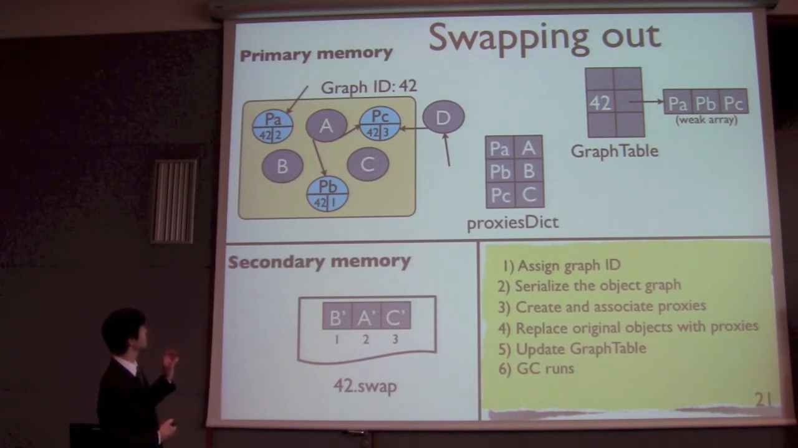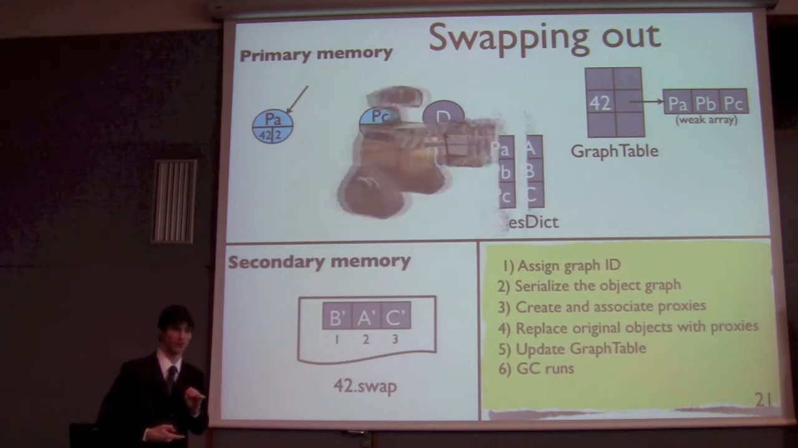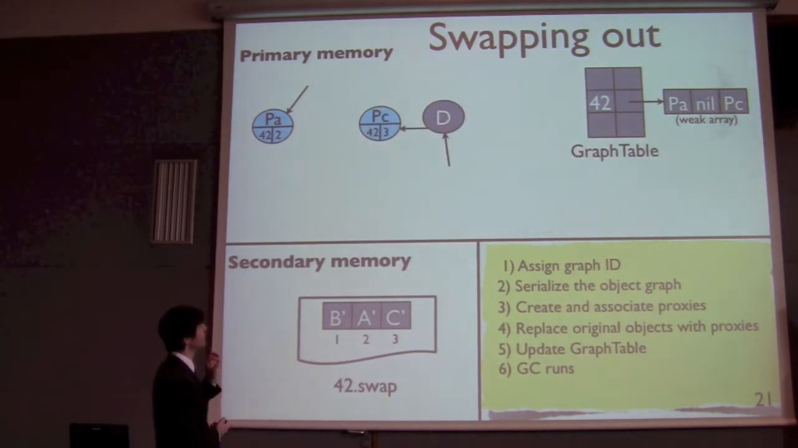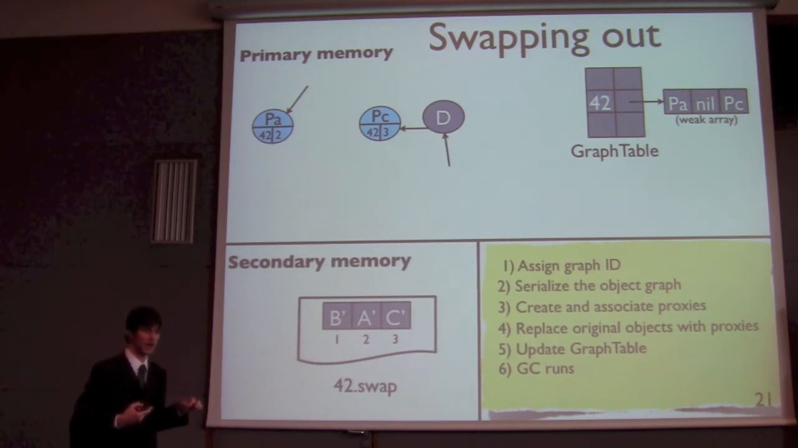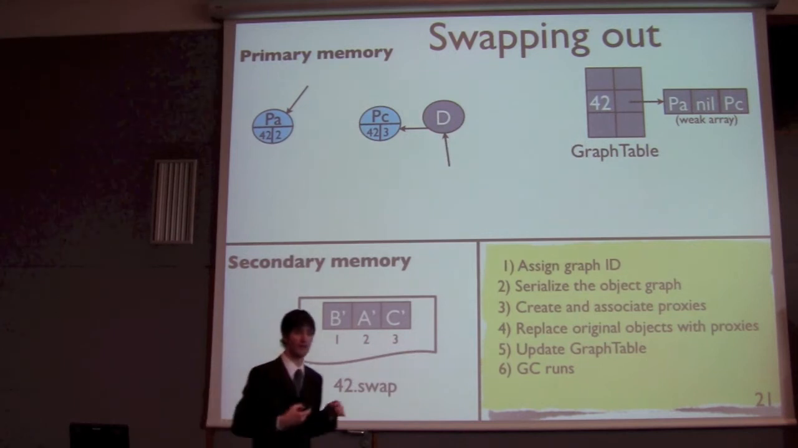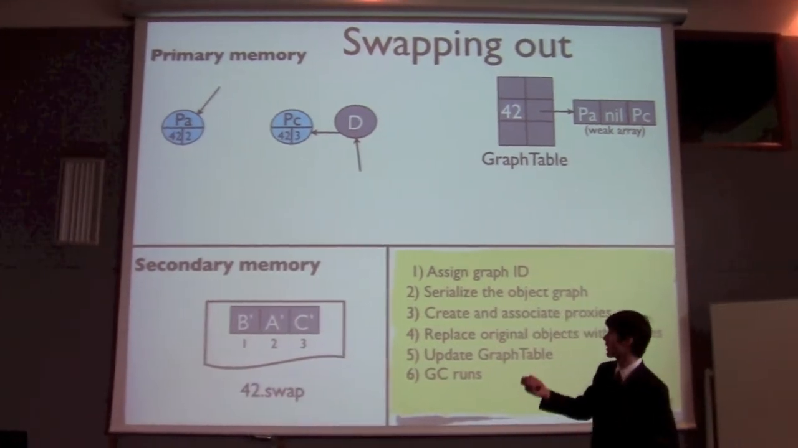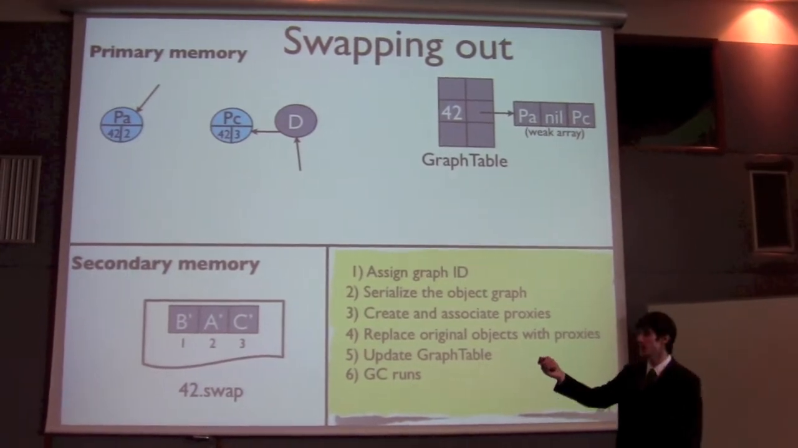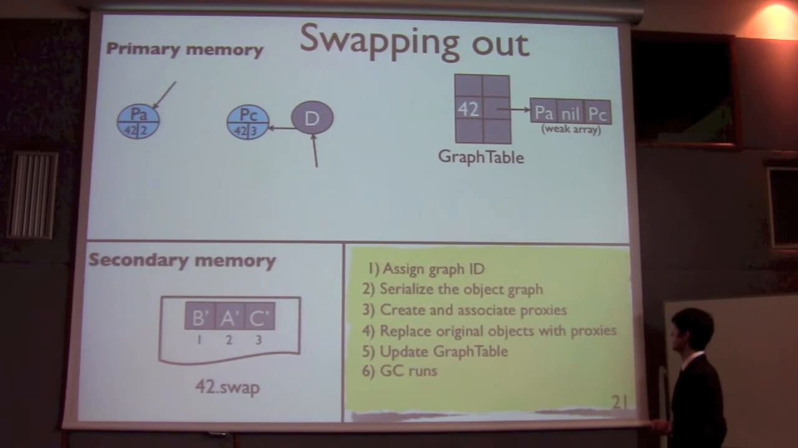So now if the GC runs, the only objects that will remain alive are PA and PC, which are the proxies for the facade objects. And this is what we were looking for at the beginning. So the graph was completely swapped out, leaving only two proxies in the image, in the system.